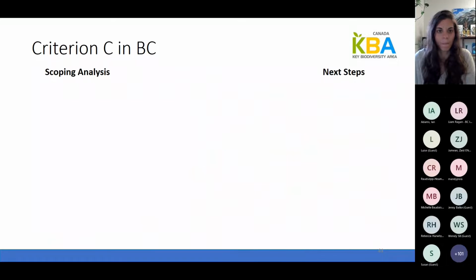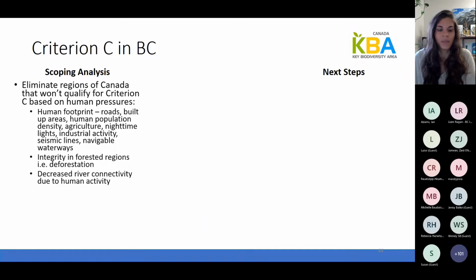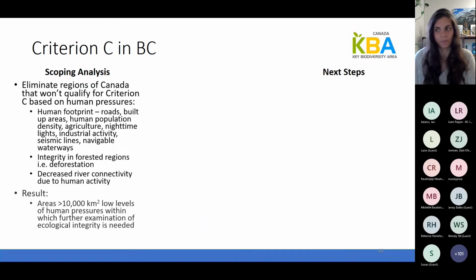Next slide. For Criterion C, we go a little bit differently because we're looking for these humongous areas. So we've so far conducted a national scoping analysis for Criterion C with the goal of taking into account the low levels or absence of industrial disturbance in Canada. That's a little bit easier to immediately quantify than things like biotic integrity.